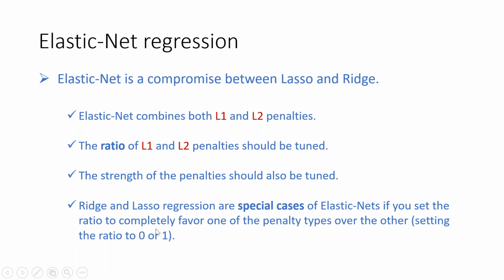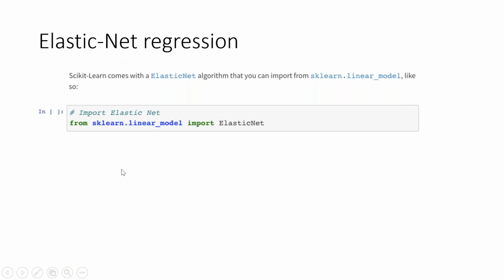If you set the ratio completely in favor of one of the penalty types over the other: if I make it 100% L1 and 0% L2, it becomes lasso. If I make it 0% L1, 100% L2, it's a ridge. Then you may have a question, why do we need lasso and ridge? Anyway, this regression algorithm is there. It's called ElasticNet, capital E, capital N, no space. That is how to import it.